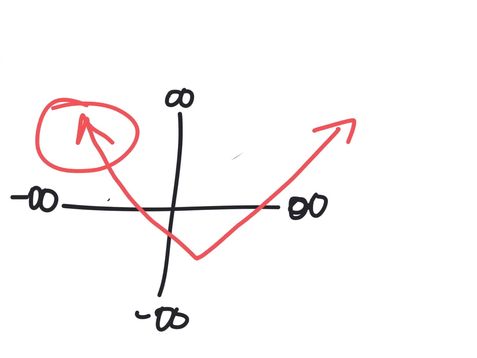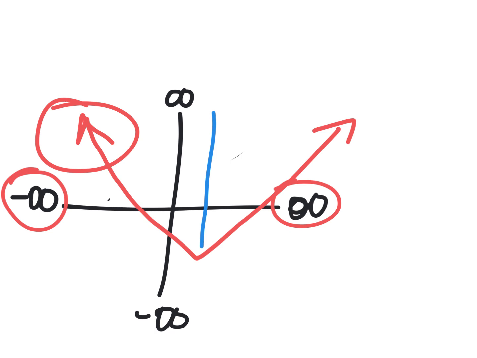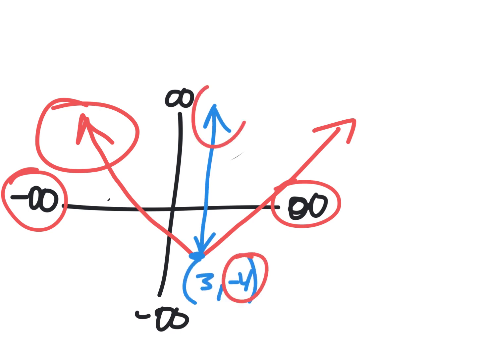The domain is going from negative infinity to infinity because it's the x's. The range is going this way, and it stops right there. So you'd have to know that point was like 3, negative 4. Well, the range would be negative 4 to infinity.